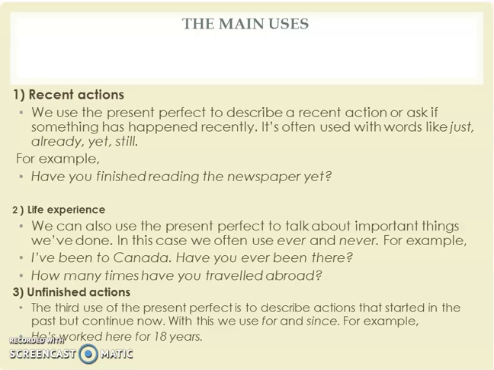Third use of present perfect tense is to describe unfinished actions, actions that started in the past but continue now. In this type of sentence we use since and for. For example, he has worked here for 18 years.